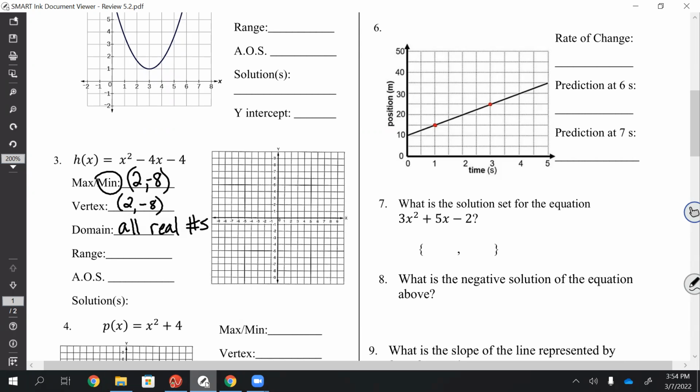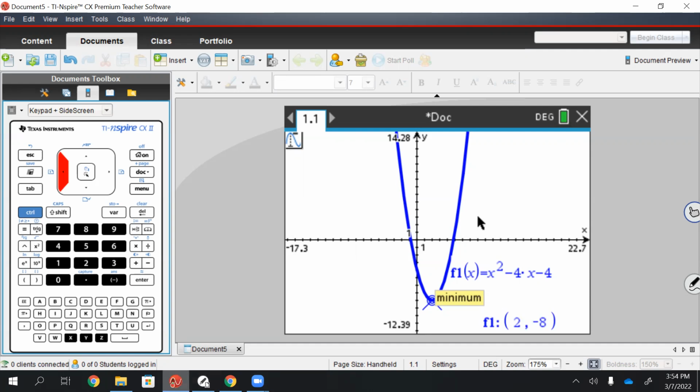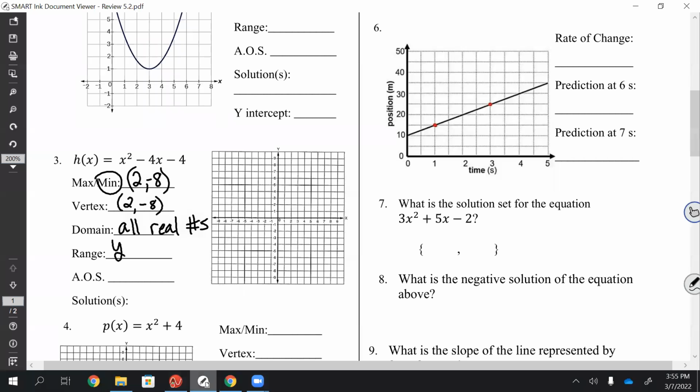Okay, the next thing is the range. So go look at our graph here. Now your range, it's all the y values that it's covering. So if we look here, our lowest point, our minimum, my lowest y value is -8. All of my other y's are above it. So my range is going to be y, I'm going to put -8. You always get your range by looking at your vertex. So for the range, we look at the y part of our vertex, so -8.